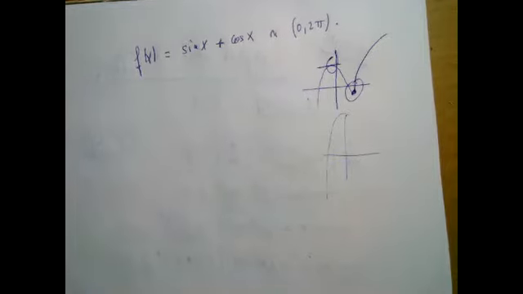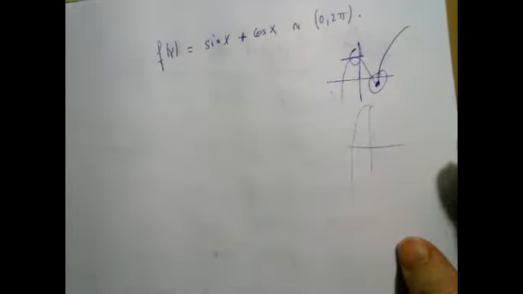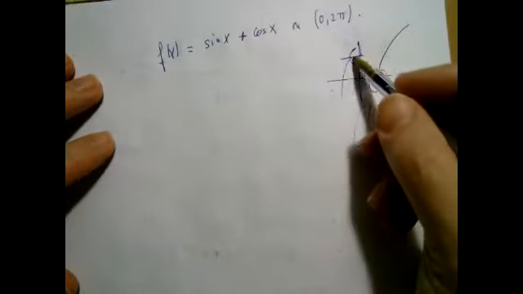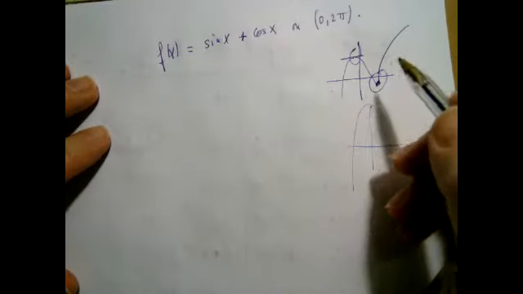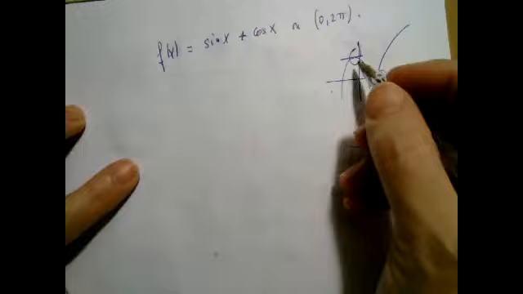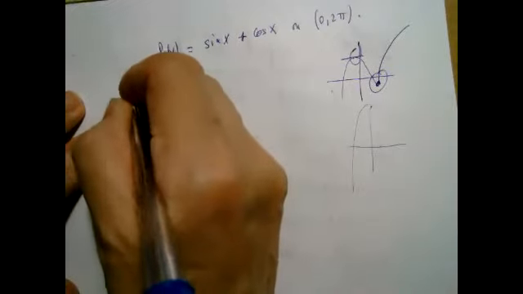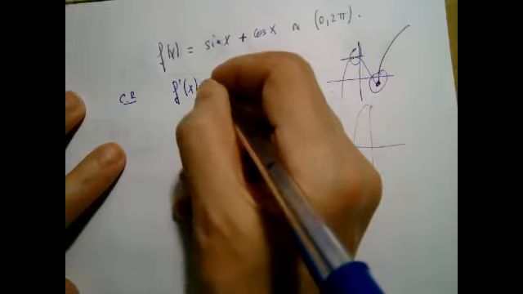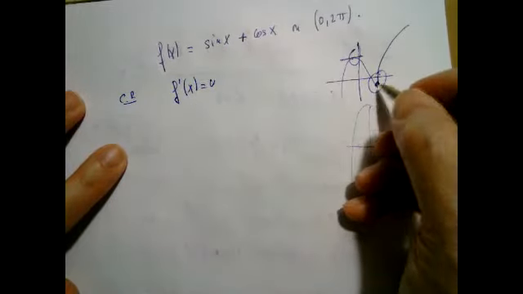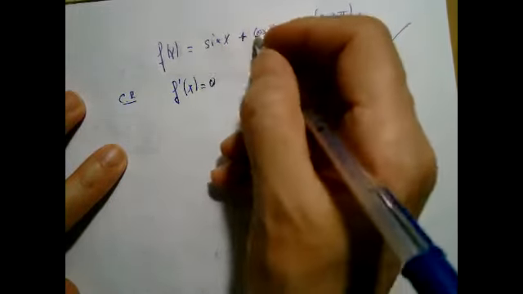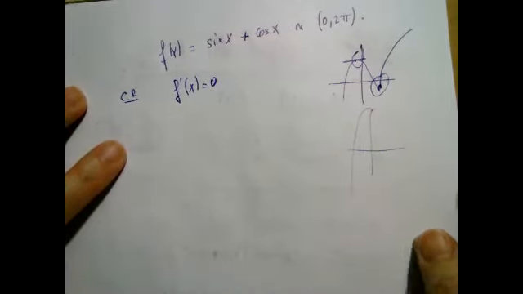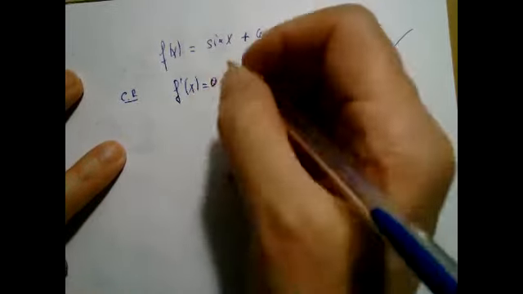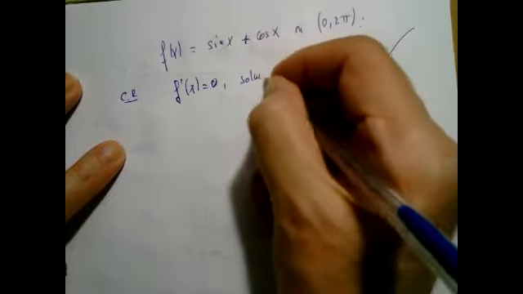So whenever we have to find local max or local min, we have to find a critical point. And to find a critical point, it's exactly when the derivative is 0 or the derivative doesn't exist. In this problem, it's sine plus cosine, we always have the derivative. So we have to set f prime equal to 0 and solve for x.